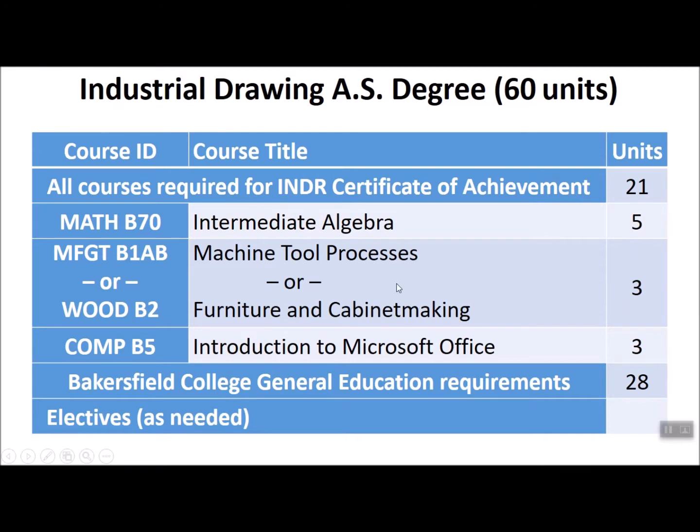We also ask them to take a fabrication class, so either machine tool process or cabinet making and furniture. And then an introduction to Microsoft Office, which is just a great class to have for general comfort on the computer and using it to do a number of things, not just draw. And then with that 28 units of Gen Ed, we look at about 58 units total. Usually students need 1 or 2 classes of the suggested electives in order to round that out.